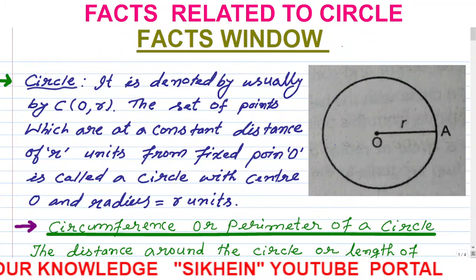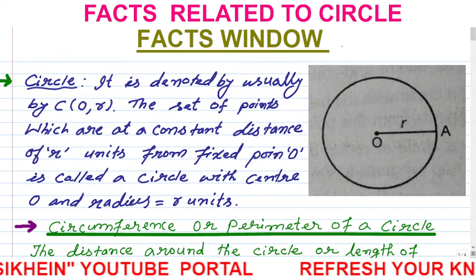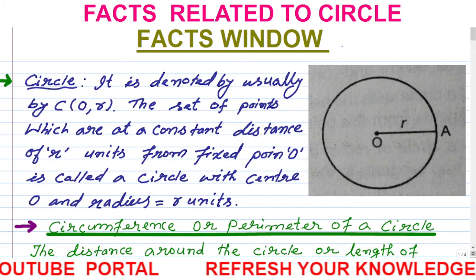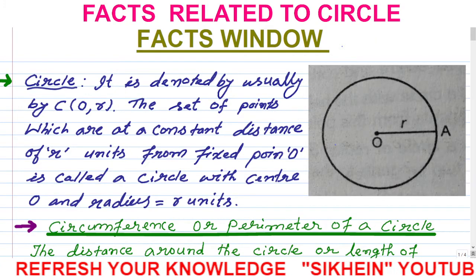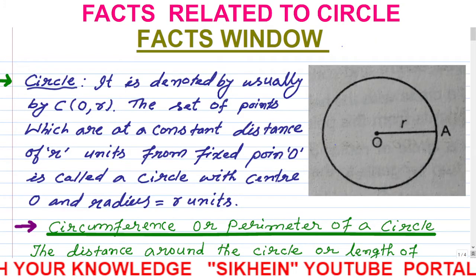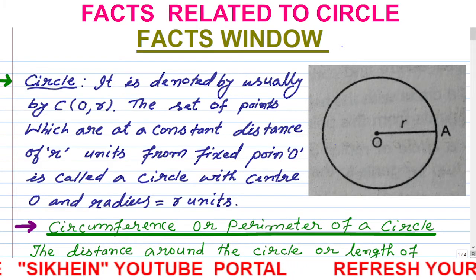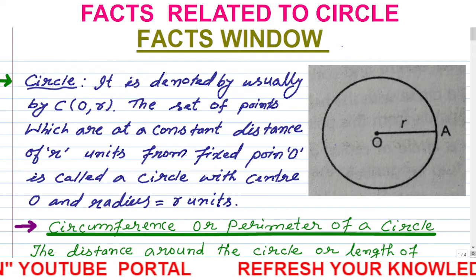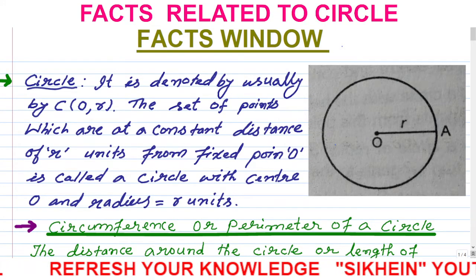Hello learners, in this video I am going to discuss facts related to the circle. Today you are familiar with that. First, circle. It is usually denoted by C(O, R).